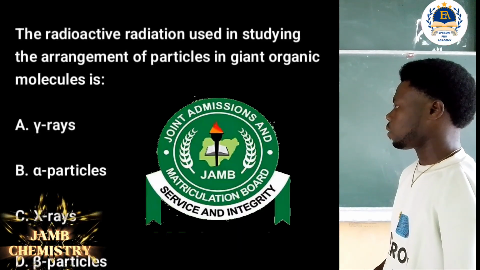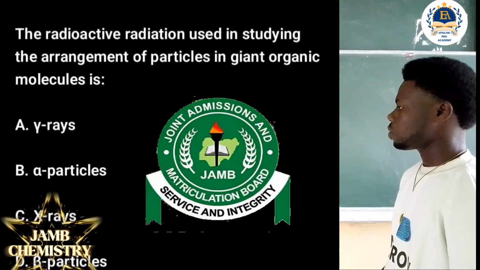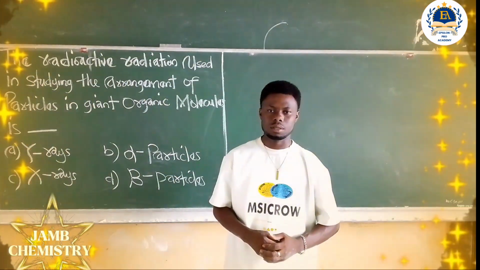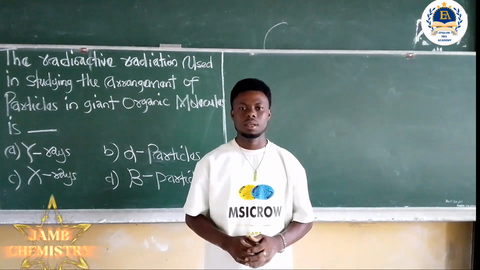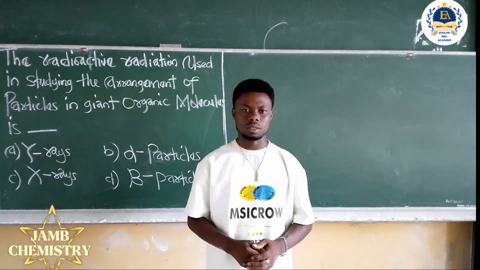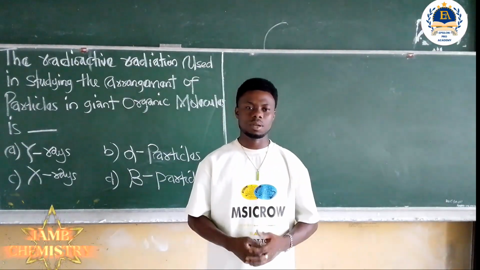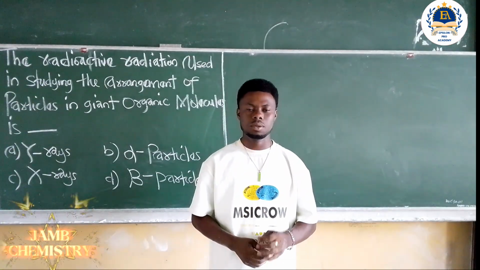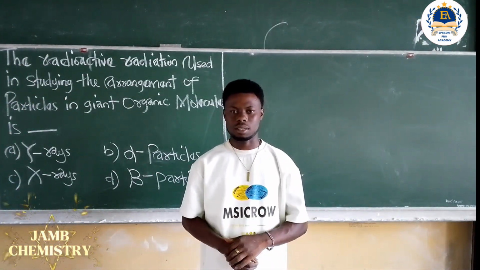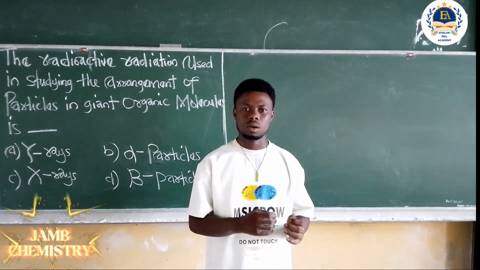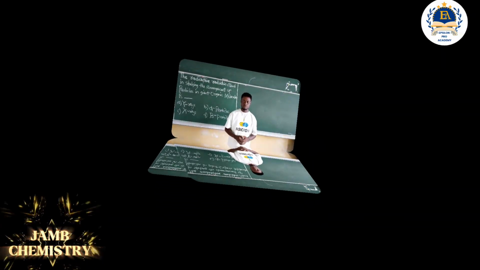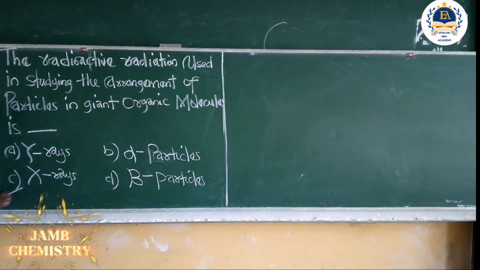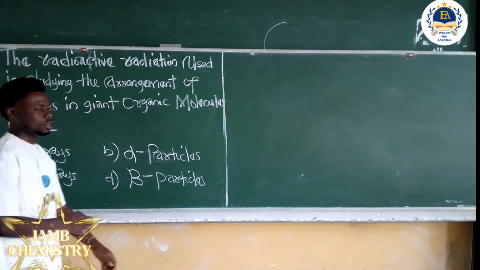The radioactive radiation used in studying the arrangement of particles in giant organic molecules is dash. Option A, gamma rays. Option B, alpha particles. Option C, X-rays. Option D, beta particles. Now note this, to study the internal arrangement of atoms in large molecules, scientists use what is called X-rays. This is because X-rays have short wavelengths, and short wavelengths can be used to detect small atomic distances. That makes it suitable for complex and large molecules. So the correct option on the board is option C, X-rays.